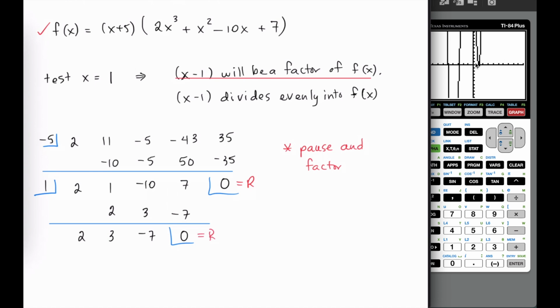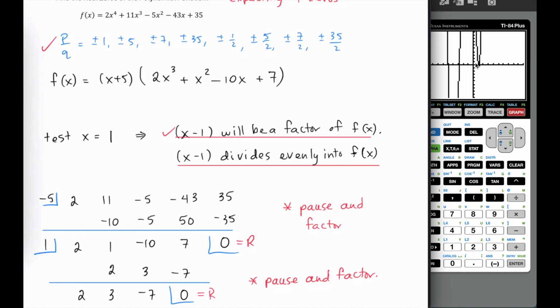And when the remainder is 0, it confirms that x minus 1 divides evenly into f of x and is therefore a factor of f of x. When that's the case, we want to pause with the synthetic division and continue with the factoring process. Remember, the goal is to factor this polynomial so that we can find the zeros. Our factor of x plus 5 is just copy-pasted down, but now we know that x minus 1 is also a factor. When we divided x minus 1 into this 3rd degree polynomial up here, the quotient is going to be the other factor, or what remains once we divide out that x minus 1.